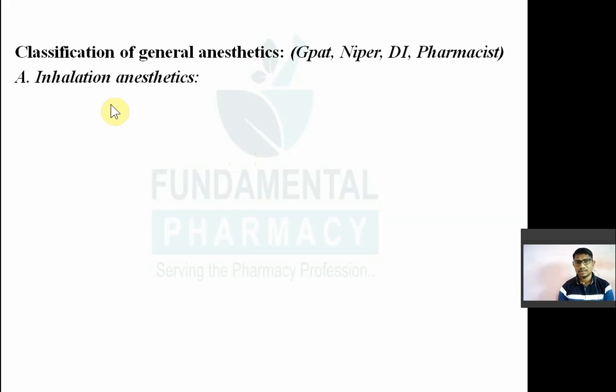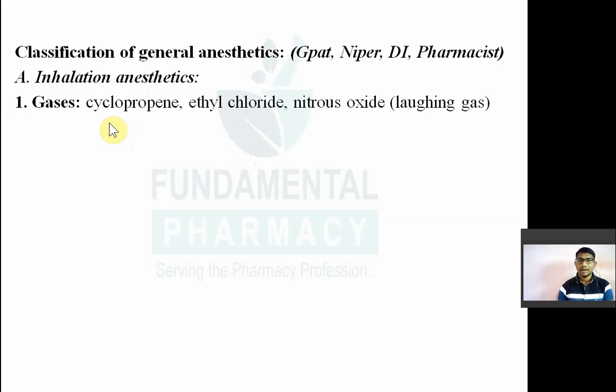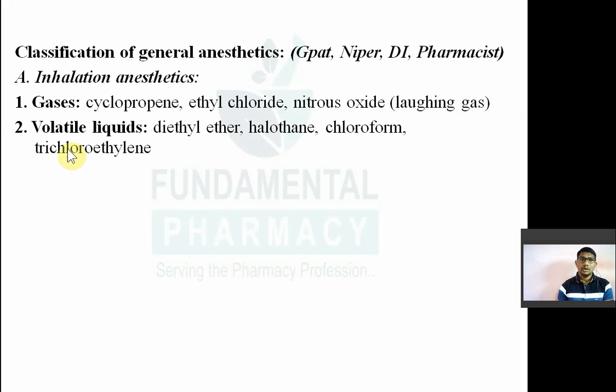Inhalation anesthetics are the drugs administered by the inhalation technique, using the respiratory tract, by the nasal route. Intravenous means they are administered by intravenous injection. In case of inhalation anesthetics, you have subtypes. The first is gases. In that you have cyclopropane, ethyl chloride, nitrous oxide. Out of that, nitrous oxide is also known as laughing gas. Remember: cyclopropane, ethyl chloride, nitrous oxide. These are the gases.